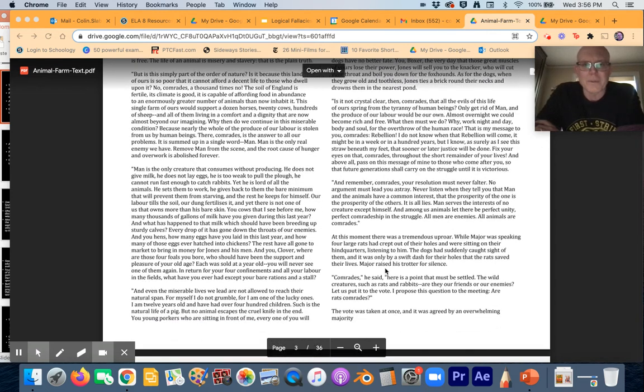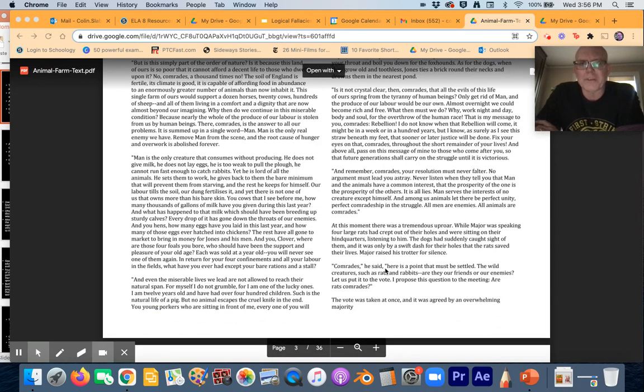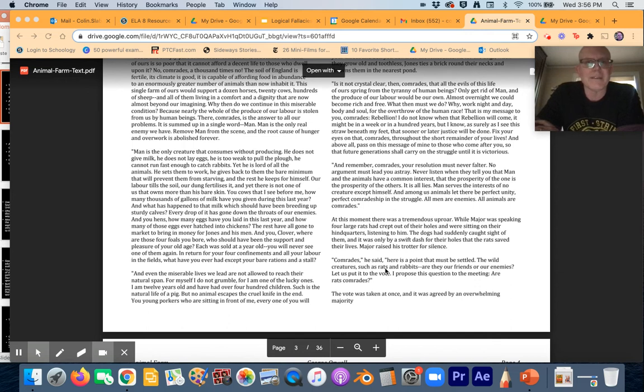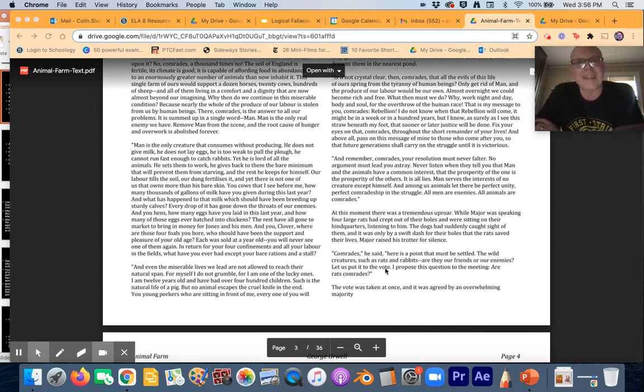At this moment, there was a tremendous uproar. While Major was speaking, 4 large rats had crept out of their holes and were sitting on their hindquarters listening to him. The dogs had suddenly caught sight of them, and it was only by a swift dash for their holes that the rats saved their lives. Major raised his trotter for silence. Trotter, his hoof.